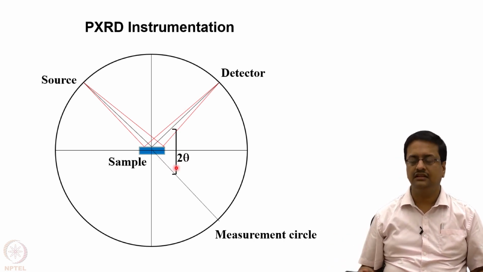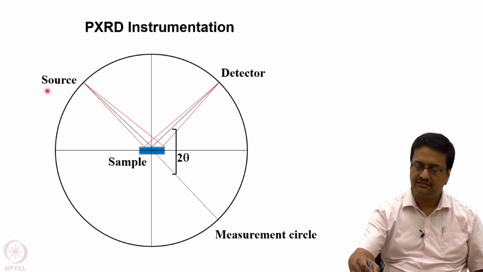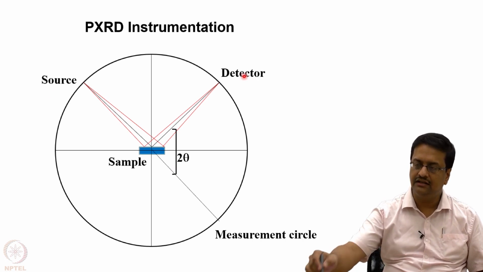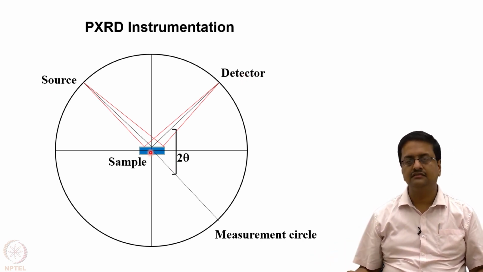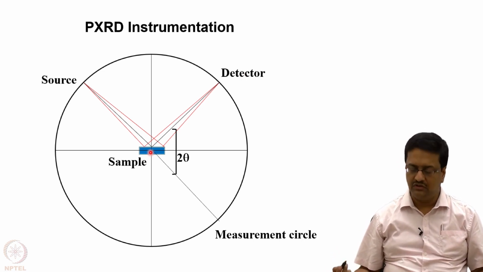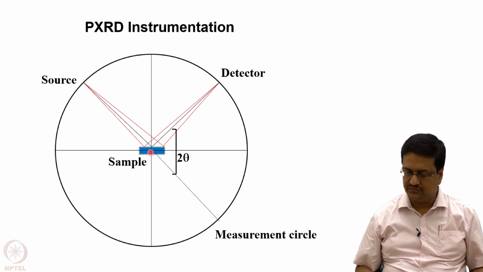So, in this X-ray diffractometer, we have three parts: source, sample holder and detector. This sample holder is shown in such a way that it works on the reflection geometry, which is called the Bragg-Brentano geometry. We will come to this soon.